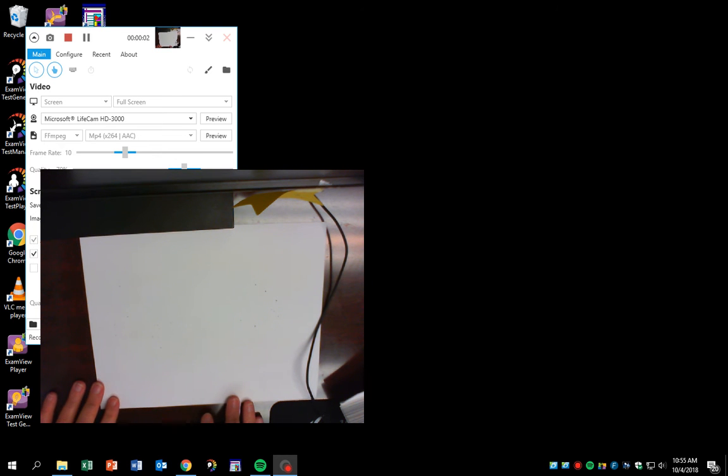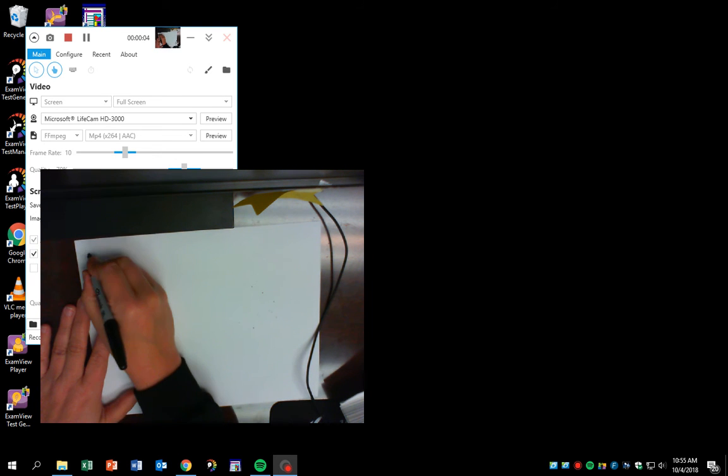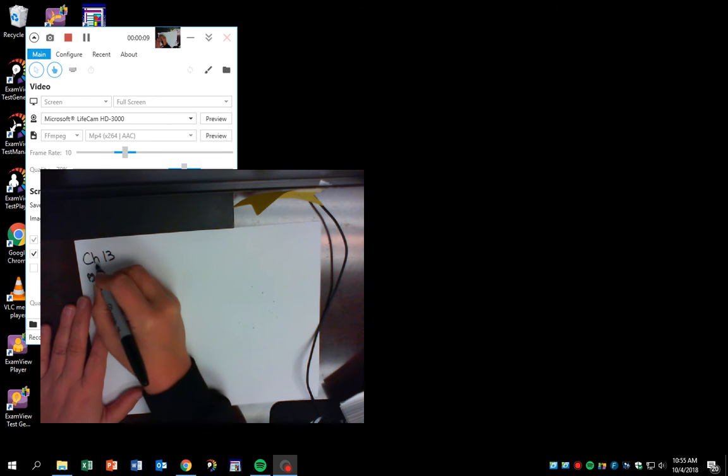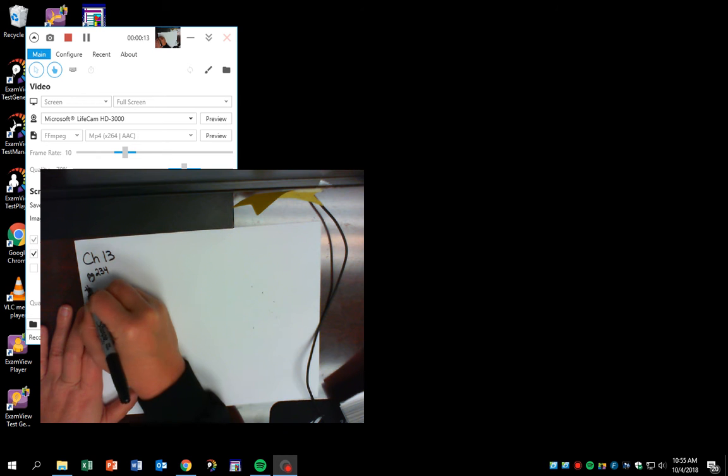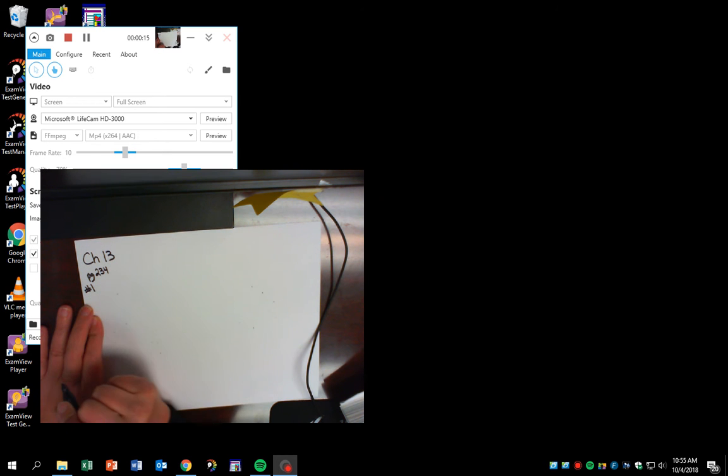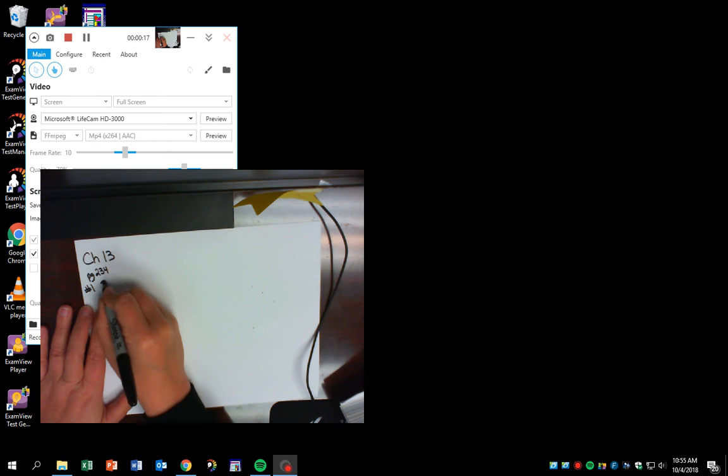The next one we'll do is, again, chapter 13, and this is going to be on page 234. We'll just go ahead and do number 1. So on this one, we're calculating the drops per minute from a flow rate in milliliters per hour.